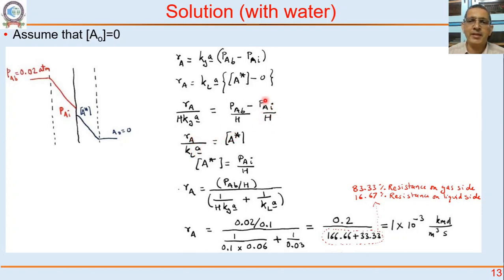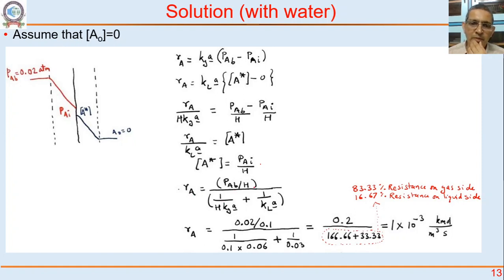And then these are the same. This is just solubility. PAi by H is equal to A star. Henry's law. PAi by H is A star. Henry's constant, I have already written there. I don't have to write it again.